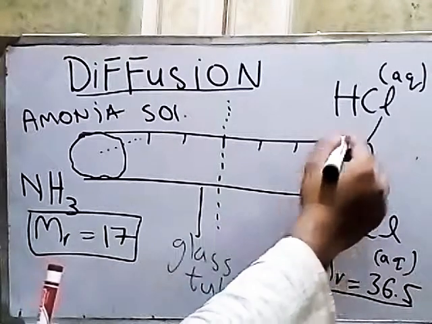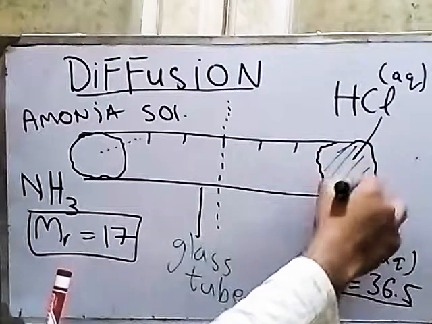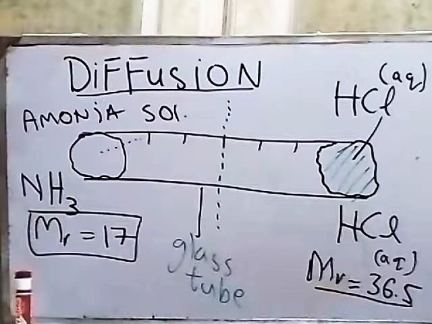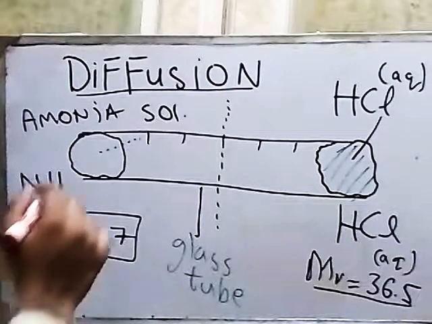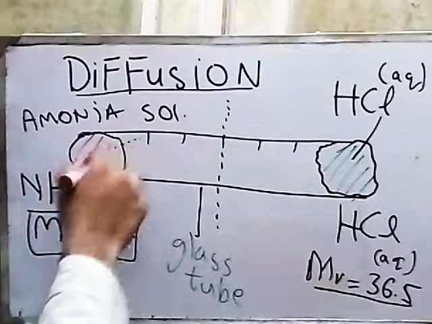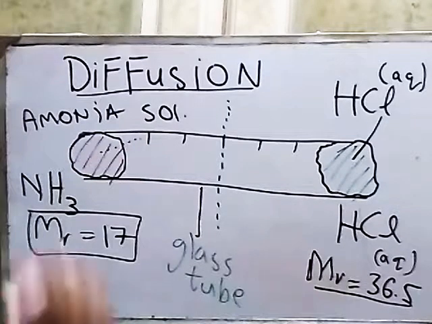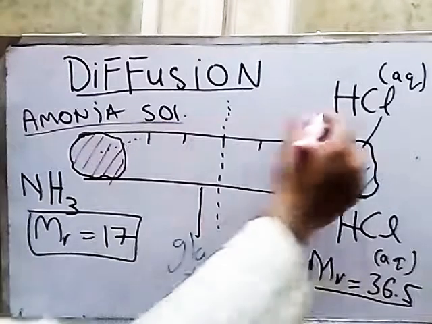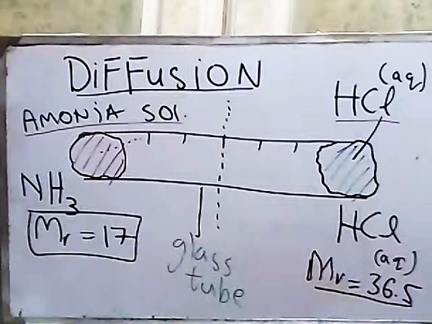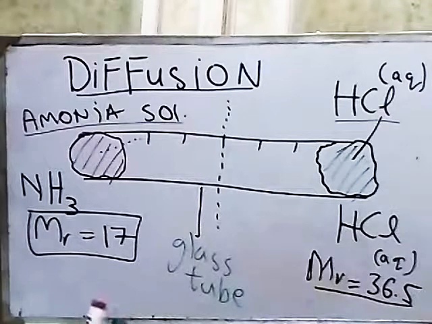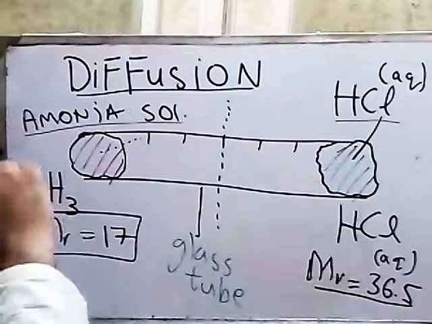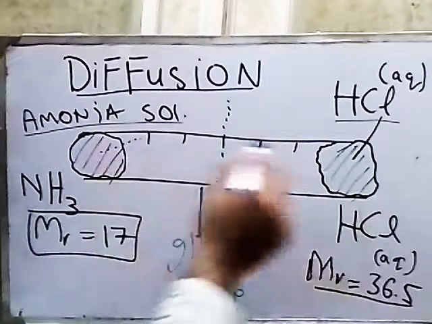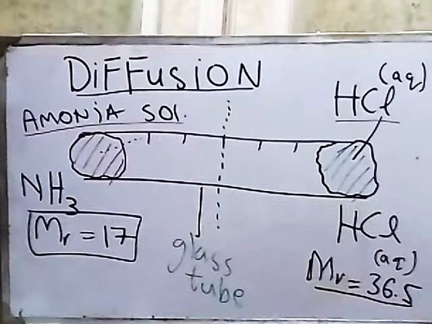One end has cotton wool soaked in concentrated hydrochloric acid, and on the other end there's cotton wool soaked in ammonia solution. Here we have ammonia solution, here we have hydrochloric acid. Now both of them will give fumes: here we will have fumes of ammonia gas, and here we will have fumes of HCl.